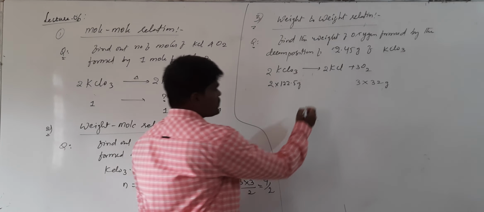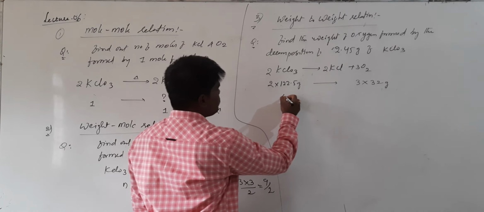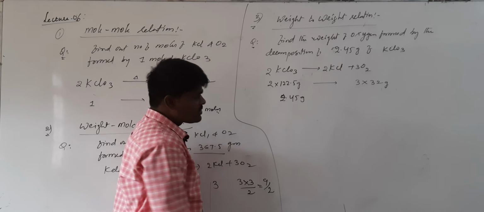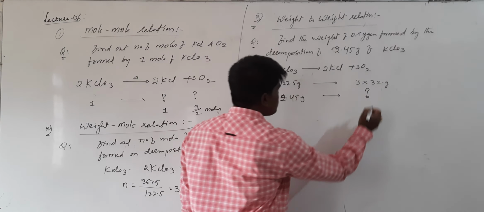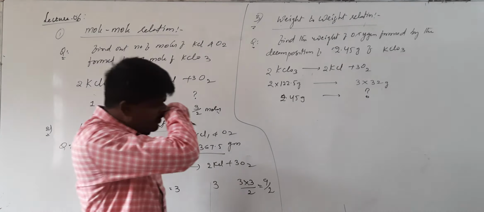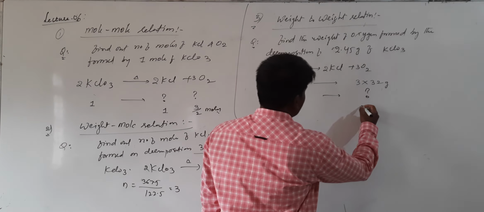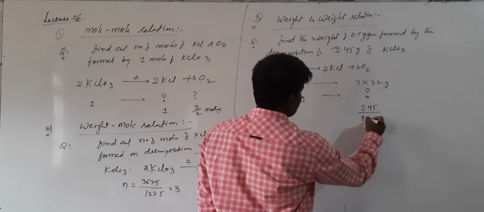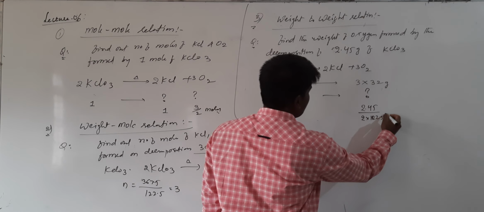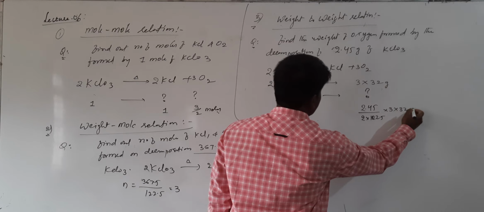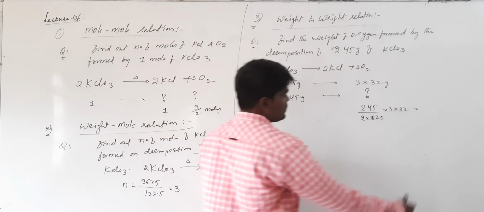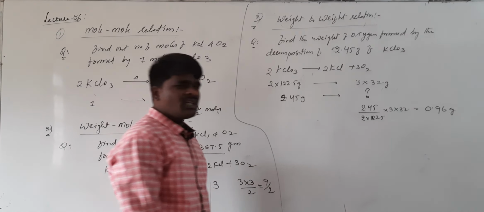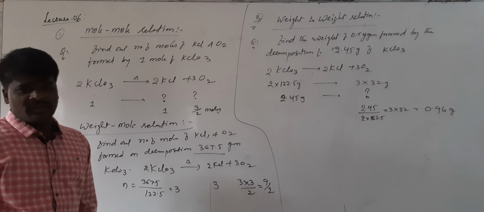And what is the question asking? The question is asking if 2.45 grams undergoes reaction, how many grams of oxygen is obtained? Just a simple cross multiplication. What do you get here? You get 2.45 upon 2 into 122.5, times 3 into 32. If you simplify this, the answer will be 0.96 grams. This is what we call weight to weight relation.